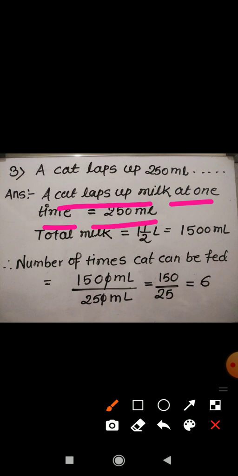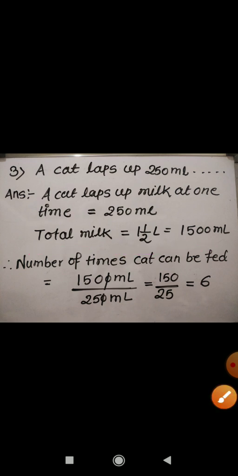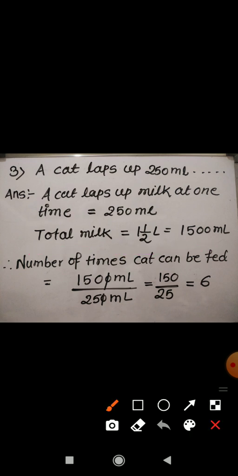How much? 250 ml. The total quantity of milk we have is 1.5 liter. 1.5 liter means, see, 1 liter means 1000 ml and half liter means 500 ml. So 1000 plus 500 will be 1500 ml. This is the total quantity of milk. And what are we asked to find out? We are asked to find how many times the cat can be fed with 1.5 liter of milk. That means we have to find the number of times the cat can be fed. So how will you find the number of times the cat can be fed?